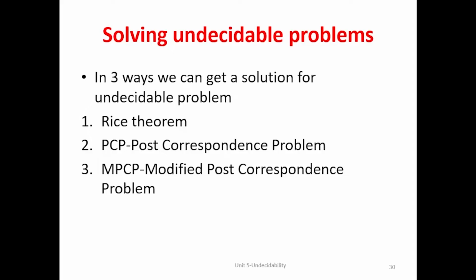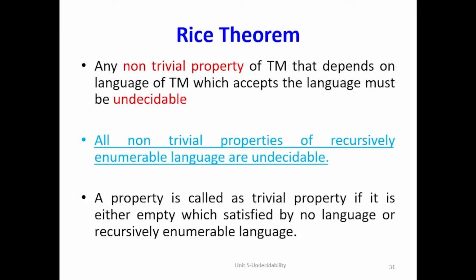You can give three ways of solution for an undecidable problem. One is Rice's theorem, the second one is the Post Correspondence Problem, and the third one is the Modified Post Correspondence Problem, which are shortly called PCP and MPCP methods. So if you consider the first solution, it is Rice's theorem.